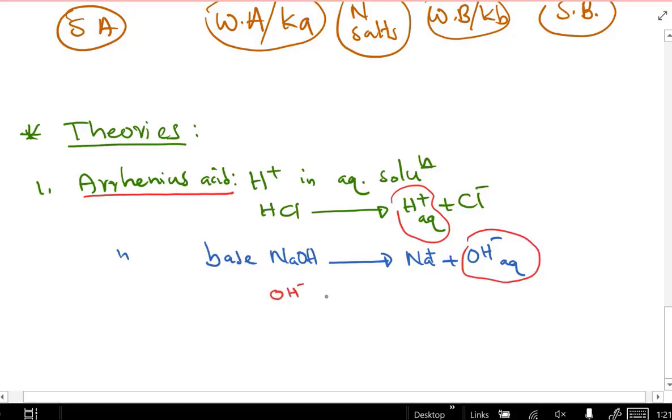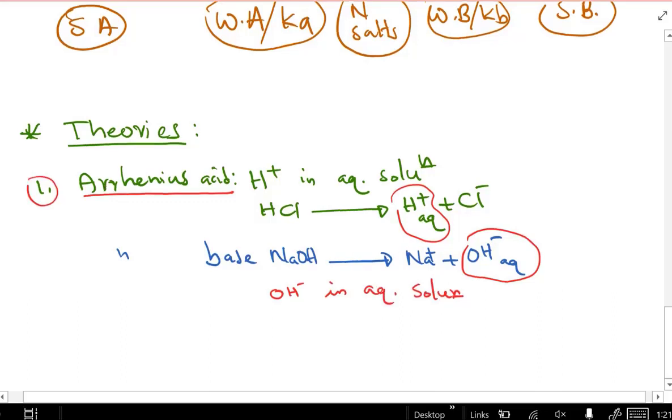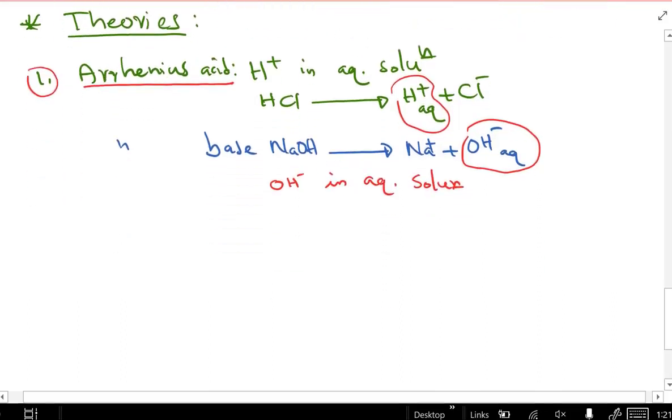So you can actually see it in sodium hydroxide, right? And it's released into the water by what we call dissociation into the aqueous solution, right? So those are the two examples, Arrhenius acid and Arrhenius base.